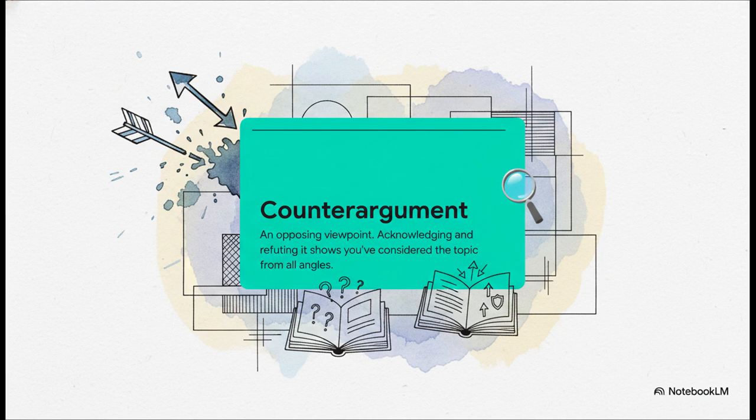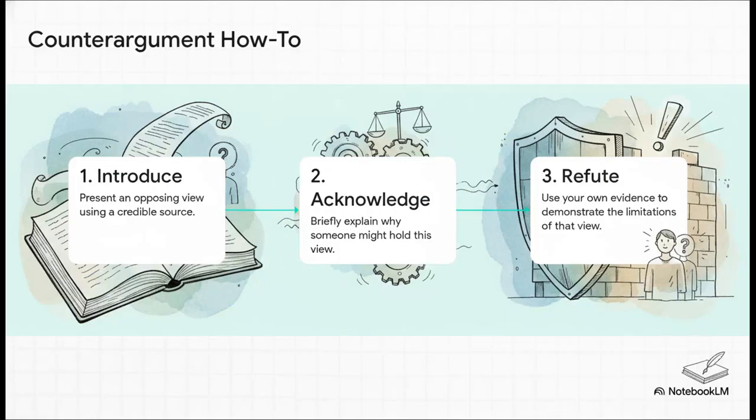This shows the reader that you're confident, you've considered all the angles, and that your own argument is the most convincing one. And doing it is a simple 3-step process. First, introduce the opposing view fairly using one of your secondary sources. Second, acknowledge its merits briefly, show you understand it. Finally, you refute it. Use your own evidence and analysis to show why that viewpoint is limited or flawed and why your own argument is way more convincing.